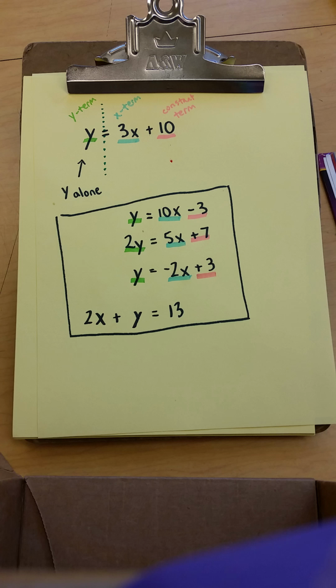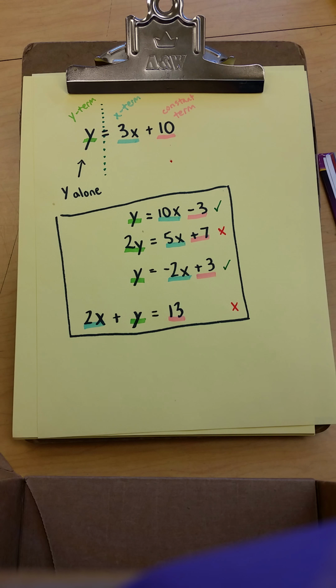The third equation is in this form. Y is alone, and the x term and constant term are on the right side. The fourth equation is not in this form because it has the x term on the wrong side of the equation. It's very important to be able to tell if an equation is in this form.